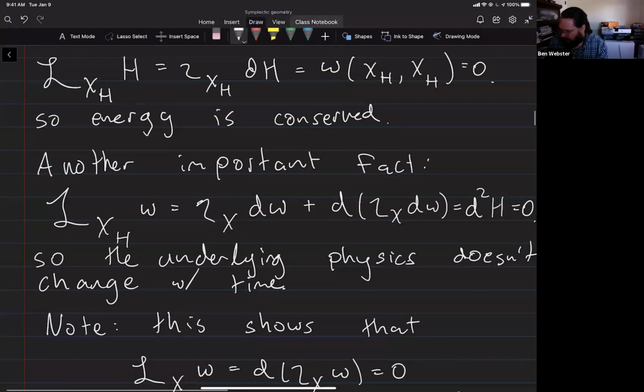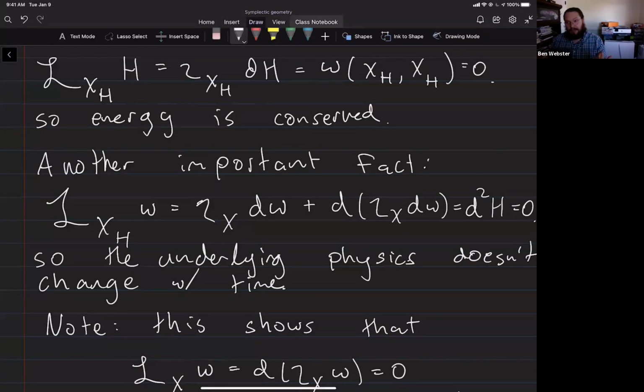There's sort of several of these little computations you do where you play around with these formulas we've already covered, Cartan's magic formula, etc., and out pops basic facts about physics. So another thing you might want to consider is, what happens when I do this flow of a Hamiltonian vector field, sometimes called a Hamiltonian flow? Does the symplectic form change when I pull it back by that flow? And the answer is no.